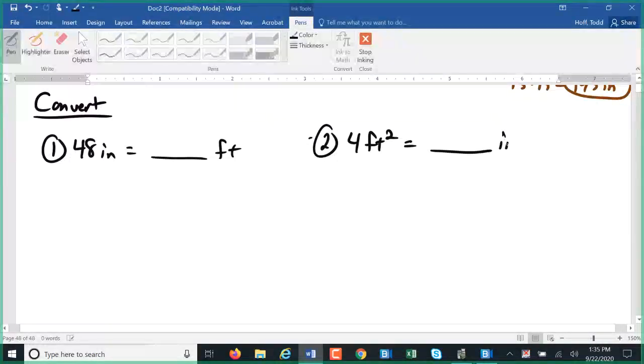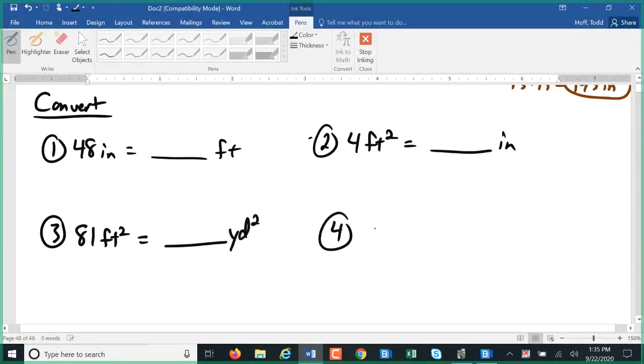4 square feet into inches. Let's do 81 square feet into square yards, and we'll do one more. 4,500 square centimeters to square meters. I'll give you a minute to do those, and then we'll go over those.